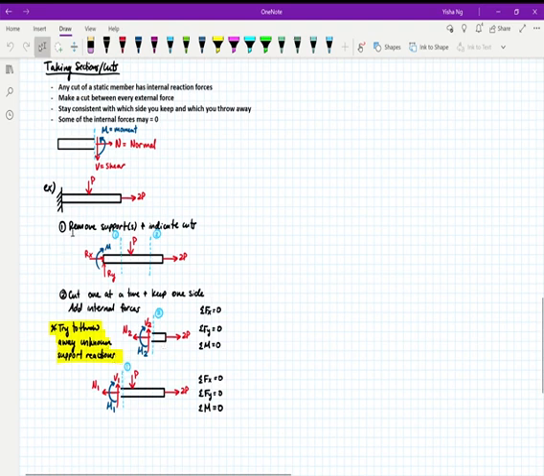So for example, I have a fixed support here, that's 3 unknowns. But if I'm taking a cut in the middle of the beam, I can actually just throw away the entire left side of the beam, and then I don't even need to worry about the support reactions at my fixed end.